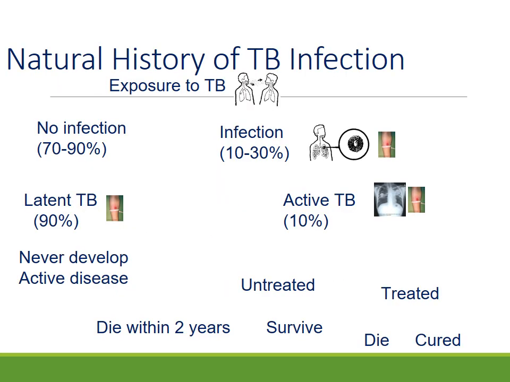Now, we will discuss the natural history of TB infection. After exposure to TB, no infection develops in 70 to 90%, and infection develops in 10 to 30%. Latent TB develops in 90%, and active TB develops in 10%. Untreated patients die within 2 years of active TB infection.